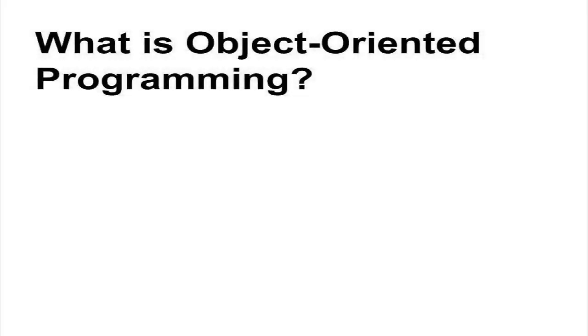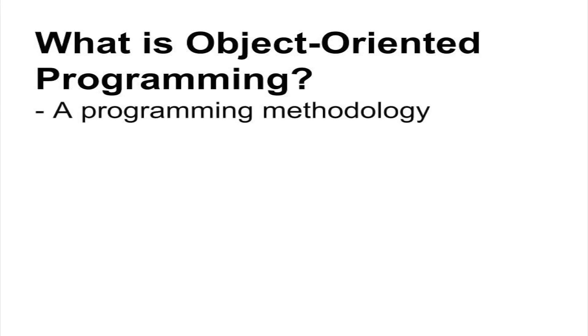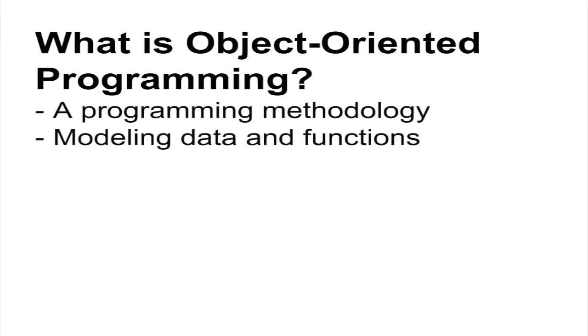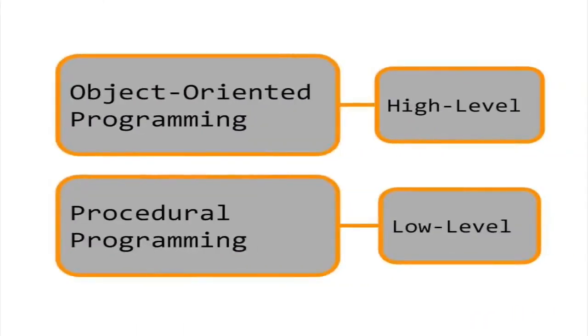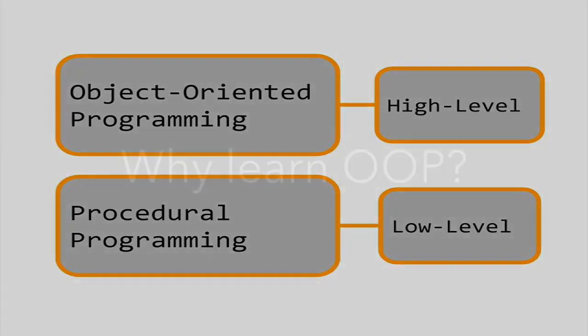Object-oriented programming is a programming methodology that focuses on modeling data and functions as objects. By contrast, procedural programming focuses on program execution, statement by statement. In a way, object-oriented programming is more abstract, while procedural programming is closer to the raw machine instructions.